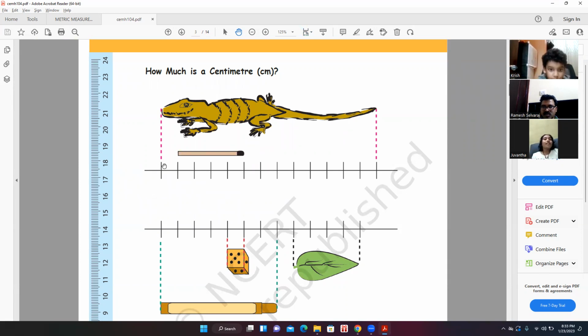Start with centimeter 0. You have to start with 0. Okay. Yeah, start with 0 and count. Yeah, answer me. The lizard is 12 centimeters.